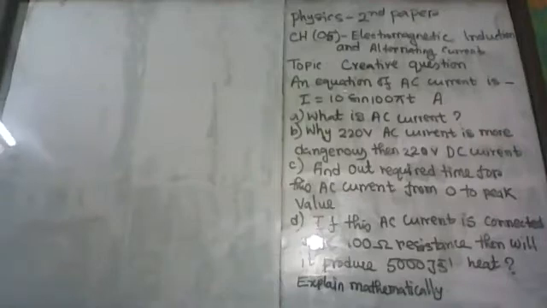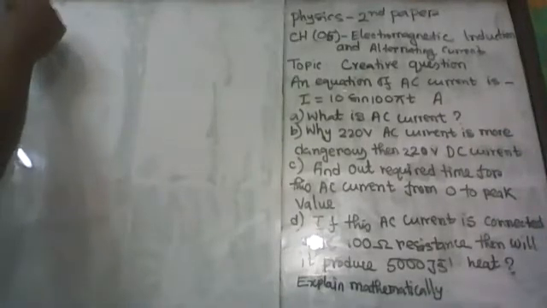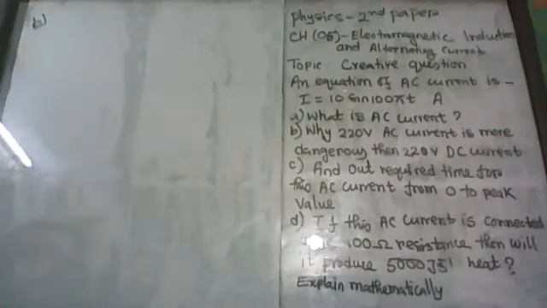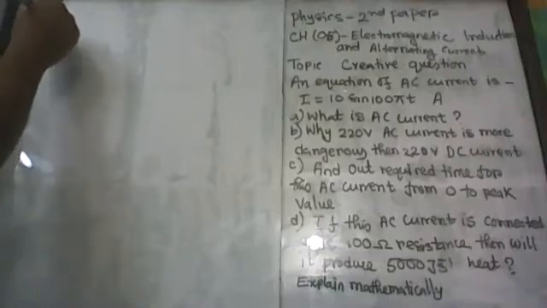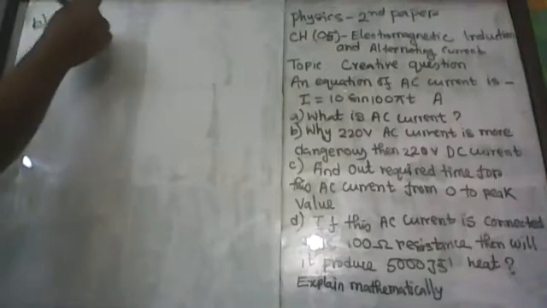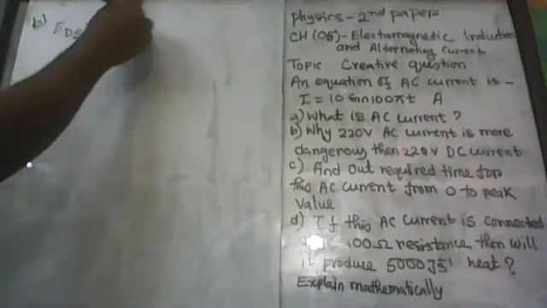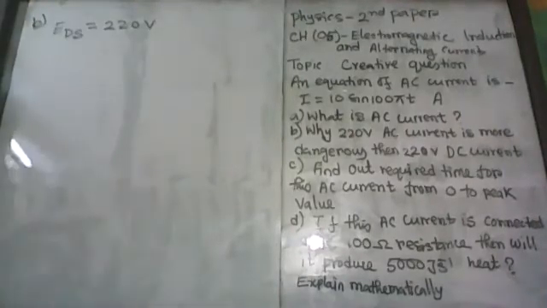Now, boys and girls, I'm going to solve question number B: why is 220 volt AC current more dangerous than 220 volt DC current? If I say 220 volt DC current, then the voltage of DC current, E for the case of DC, will obviously equal 220 volt. It is fixed.